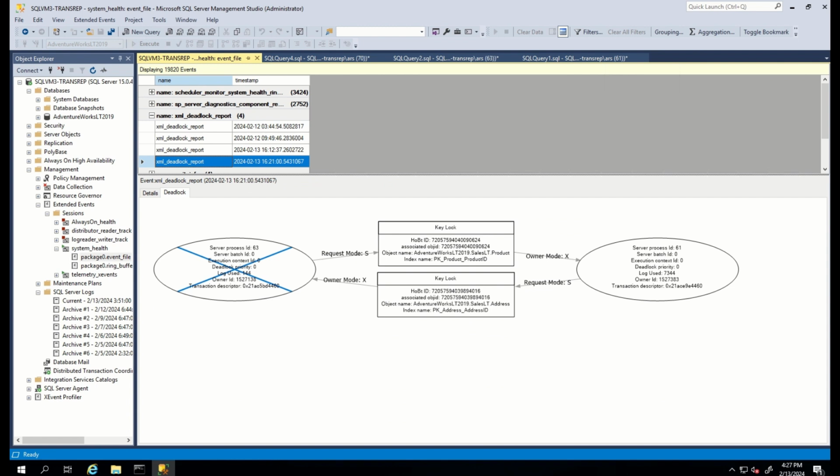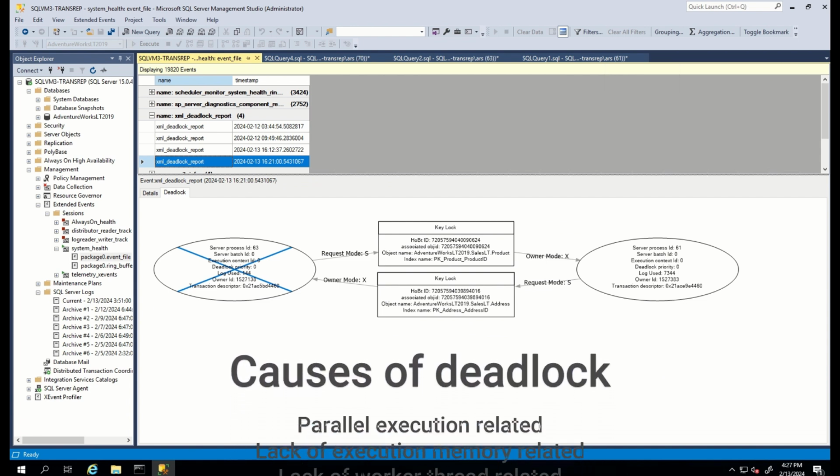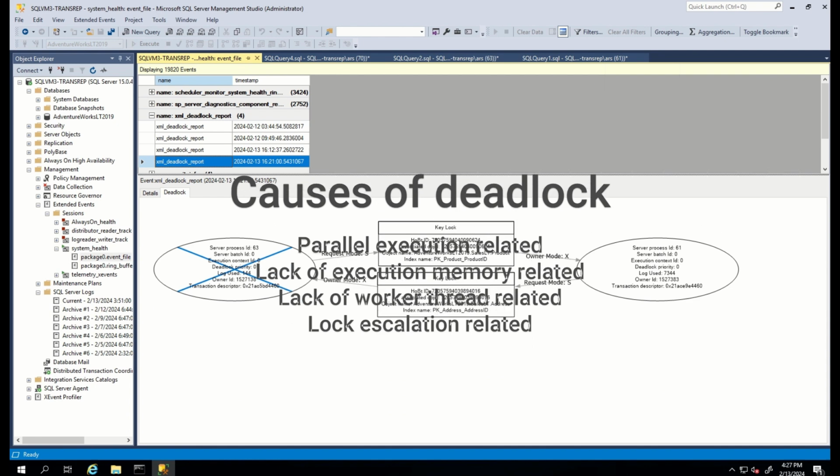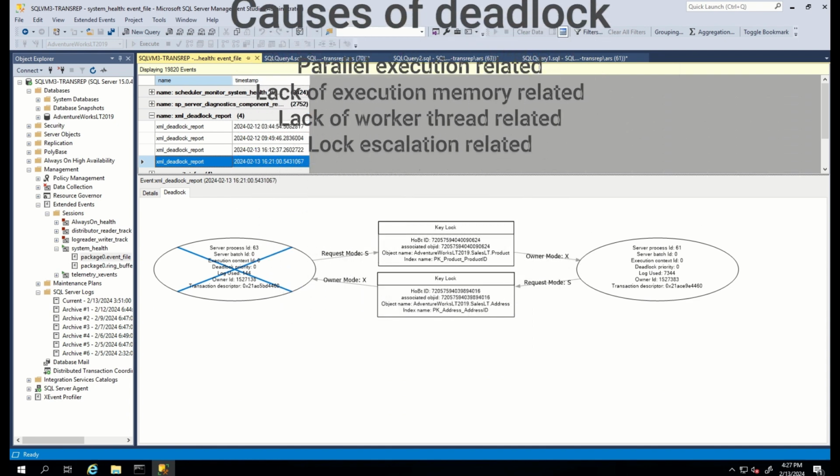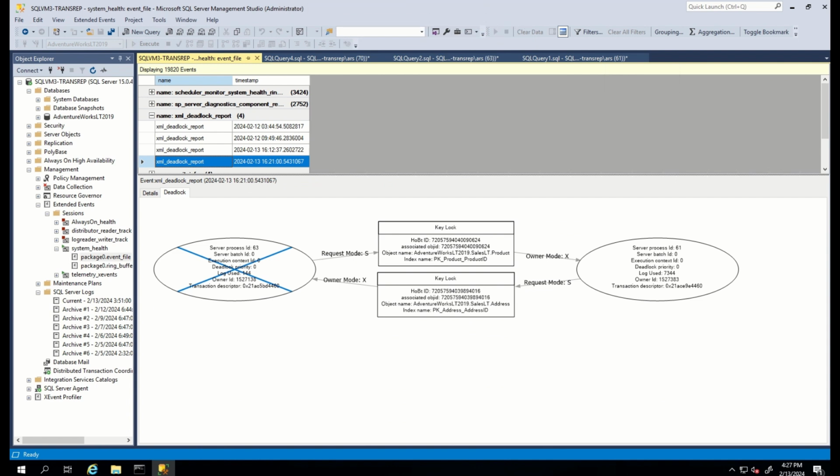As I told you, there are mainly 4 causes of deadlock, right? Parallel execution related deadlock, lack of execution memory related deadlock, lack of worker thread deadlock, and lock escalation deadlock. Which case are we facing now? Let's check. First, for educational purposes, I will start with the parallel execution related deadlock case. Here, we are not facing this problem. Why? As you can see, the process IDs of the deadlocked threads are different. If the process ID were the same, we would think the deadlock is happening because of parallel threading.